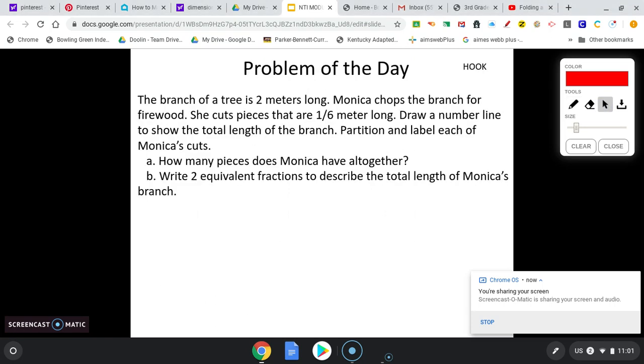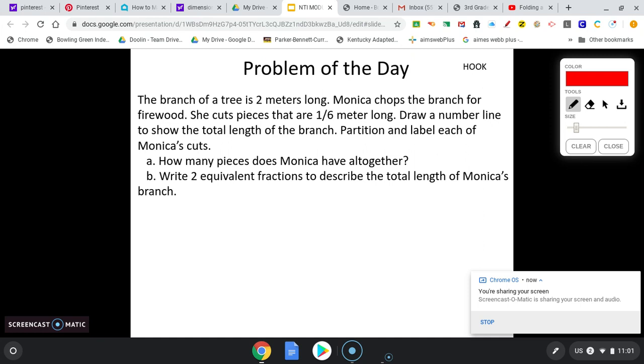In your packet, it is your application problem. Let's read this together. Everyone ready, read. The branch of a tree is 2 meters long. Monica chops the branch for firewood. She cuts pieces that are 1/6 meters long. Draw a number line to show the total length of the branch. Partition and label each of Monica's cuts.